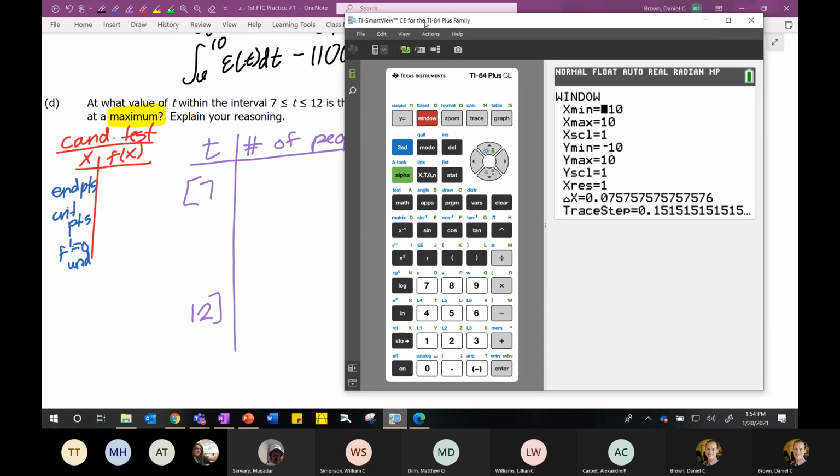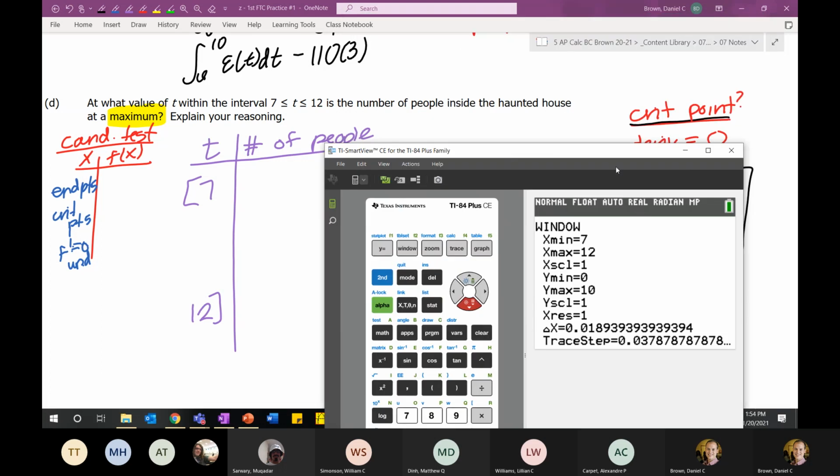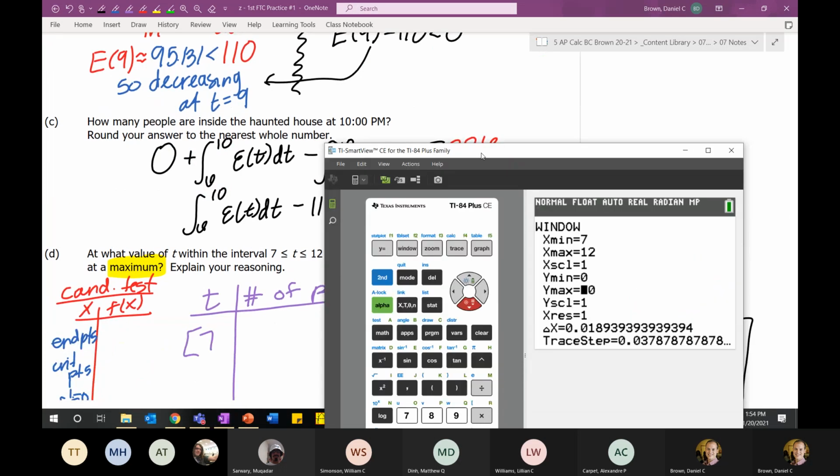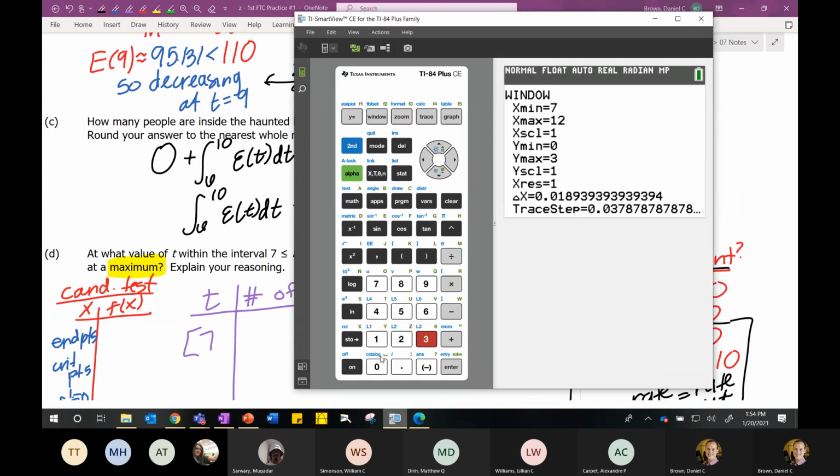We are asked to find the maximum value when t is between 7 and 12. I'm going to change my x values to 7 and 12, because I don't care about any intersection points outside that interval because this situation doesn't happen outside that interval. And then for my min and max, I'm going to change my minimum value to 0. I'm not going to ever have a negative number of people in the haunted house. And for my maximum, the answer we got for that previous problem was 200 something. I already forgot. 226. So I'm just going to say, we'll say 300, something just big.